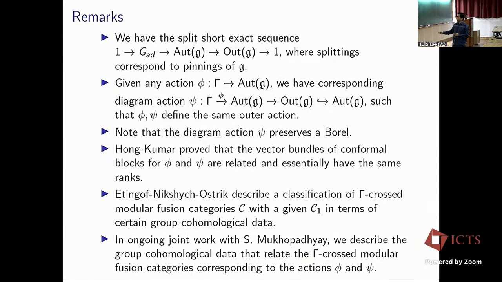Okay, just a minute more. So we have a gamma crossed modular fusion category corresponding to psi. This we already have because it fixes a Borel. In our upcoming work, we hope to prove that there is one corresponding to phi as well. We also plan to study how these two gamma crossed modular fusion categories are related to each other in terms of this classification. So this also we hope to do. Yeah, so I'll stop.